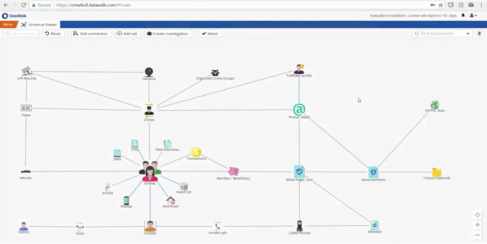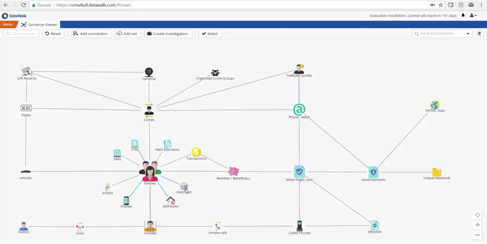In this demonstration, we'll show how DataWalk can correlate independent events, and in particular, we'll show how DataWalk can correlate LPR records with crimes. We start here on the DataWalk Universe Viewer, which is a visual representation of all the data in the system, which is imported from a number of different data sources.